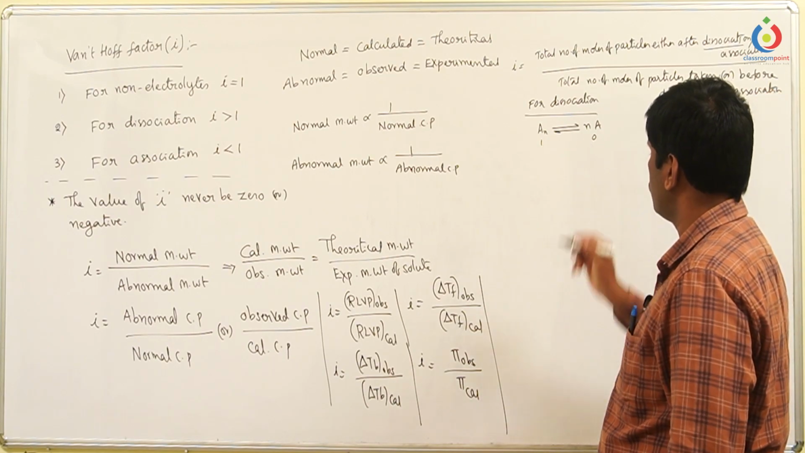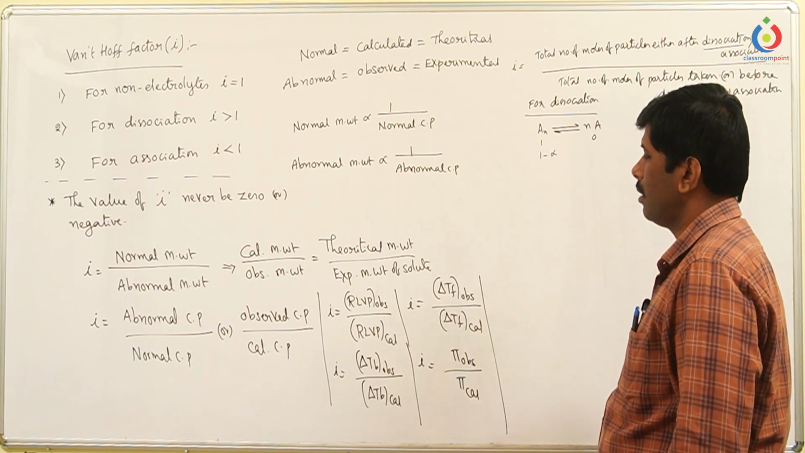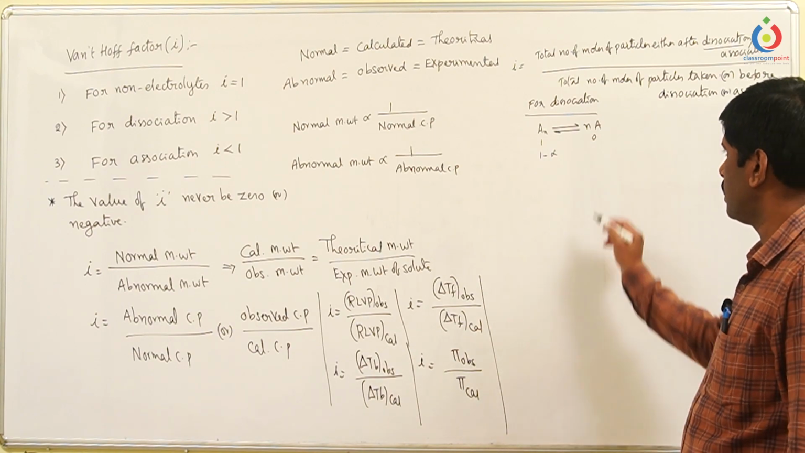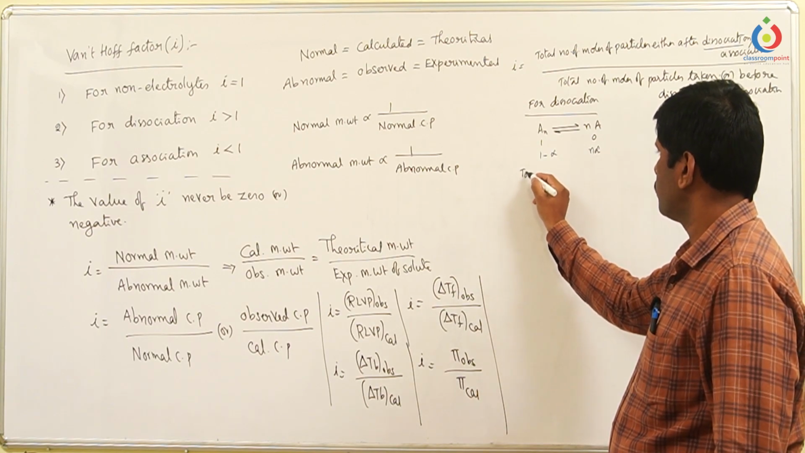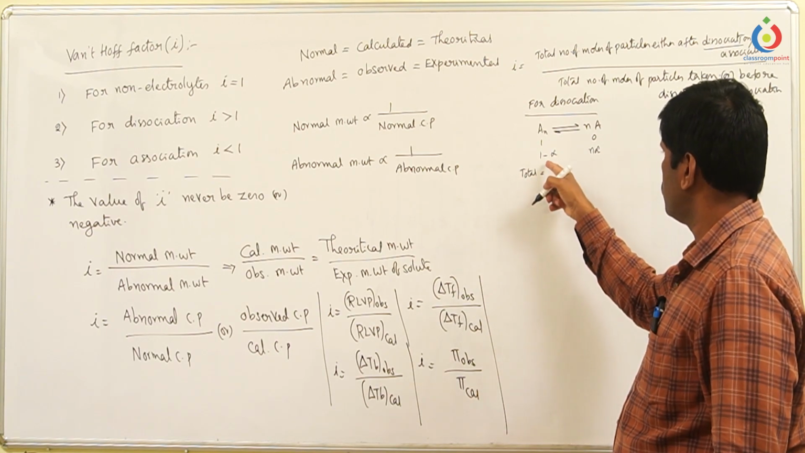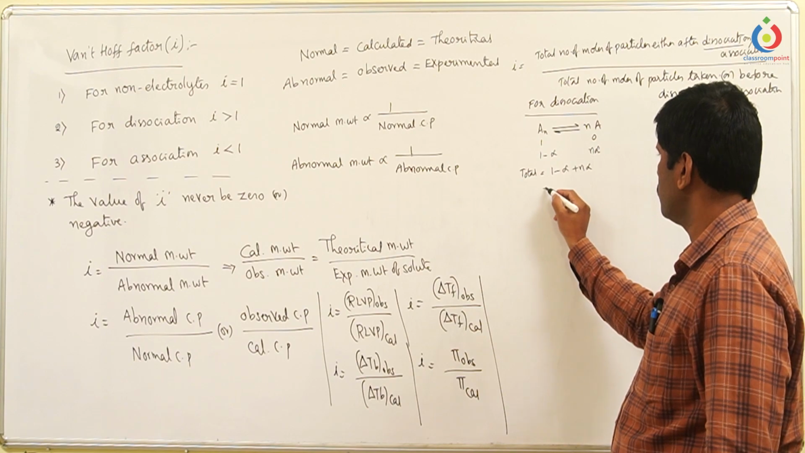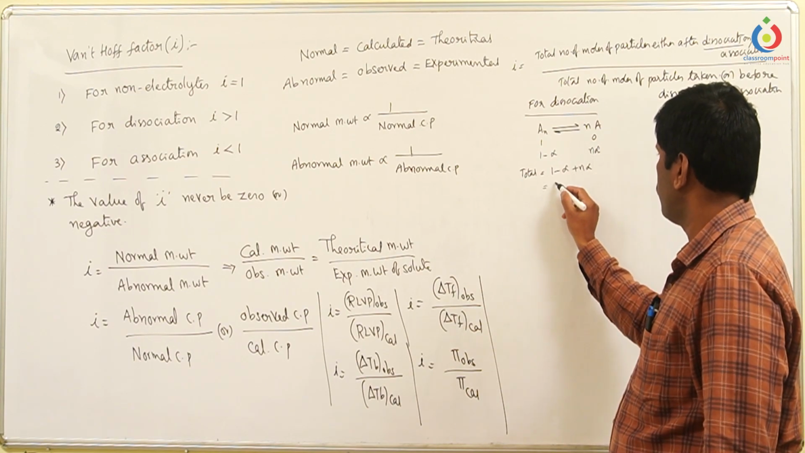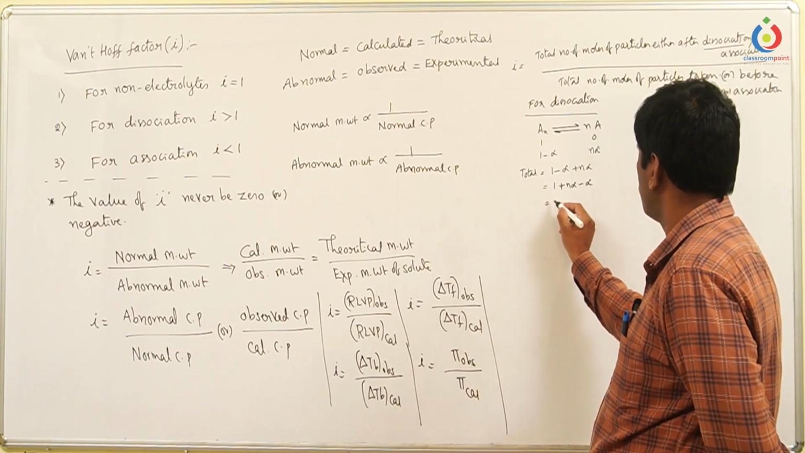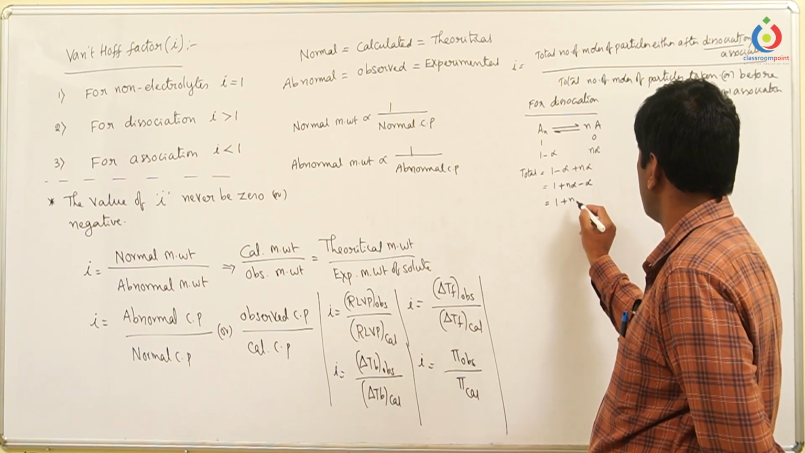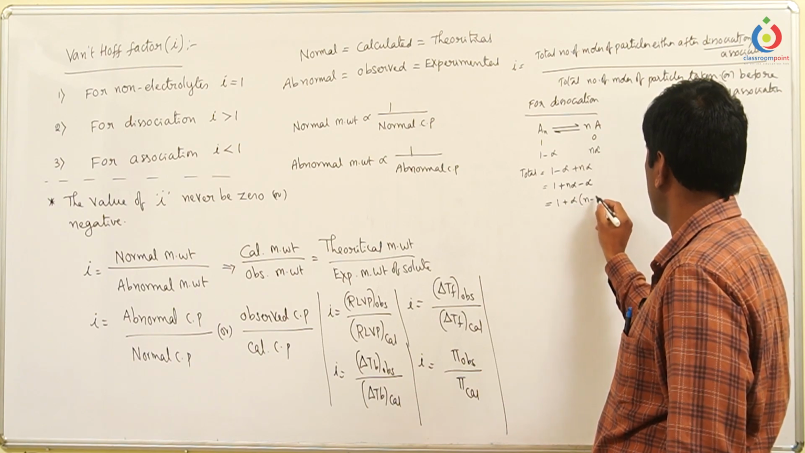I have taken one molecule, here 0 molecules. Imagine it's dissociated, alpha is the degree of dissociation, so alpha particles are dissociated. So n alpha particles are produced. So the total number of particles after dissociation, total number means this one and this one: 1 minus alpha plus n alpha. Here alpha is common, so we can write 1 minus alpha plus n alpha, which is 1 plus alpha into n minus 1.